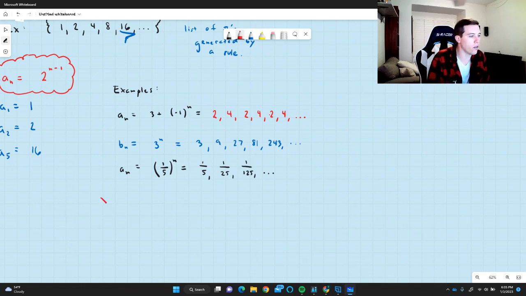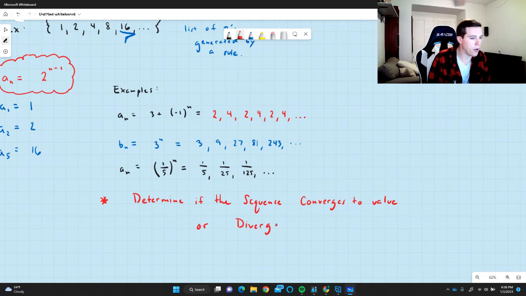But ideally, the goal of this first section is very, very important, leading into other things. And the goal is this. The goal is to determine if the sequence, and here's our key word, converges to a value or diverges. So we saw this a little bit with improper integrals.